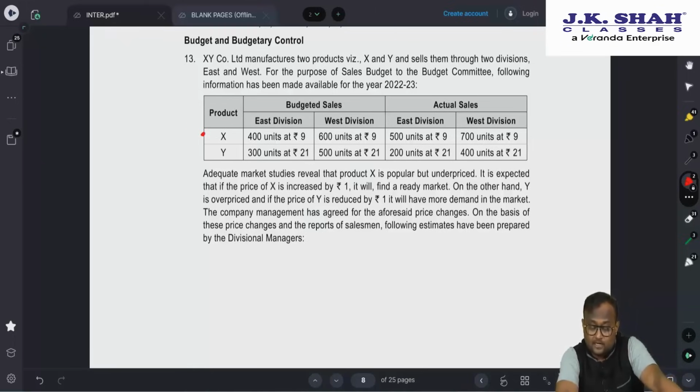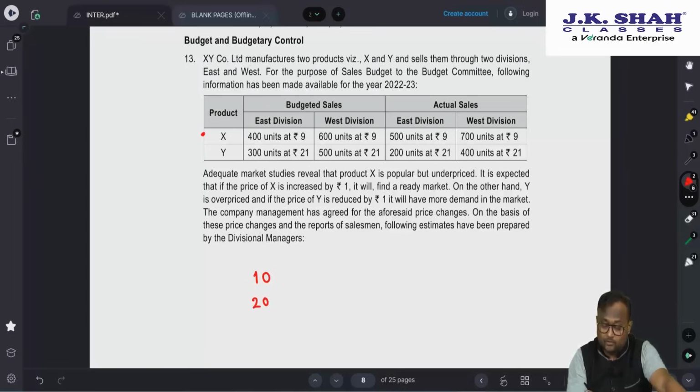It is expected that the price of X is increased by 1. So, it will become 10. On the other hand, Y is overpriced, so it will be reduced by 1. So, it will become 21 minus 1, 20.